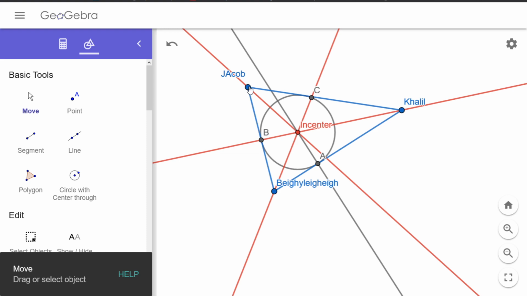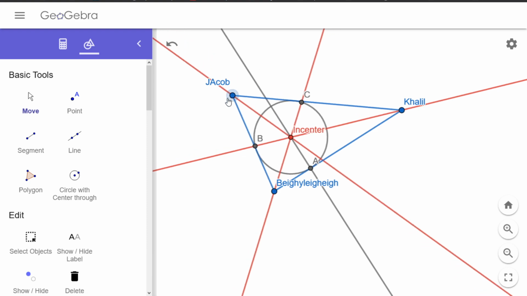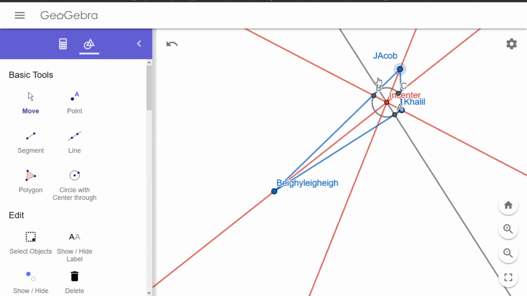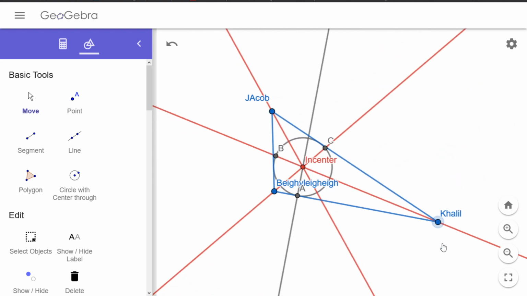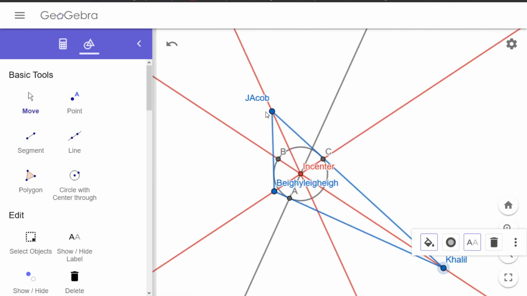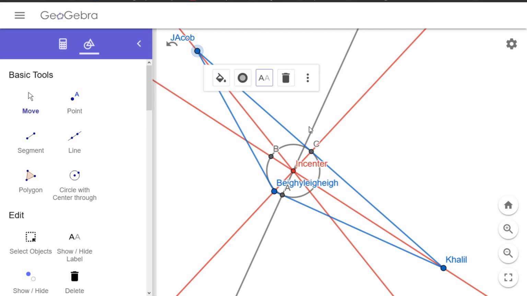Now if I move my triangle, the circle stays inside. Because it's an inscribed circle, right? It's a circle that fits perfectly inside the triangle. Angle bisector where they intersect is the in-center. And then this length right here is the radius. Same thing from here to here.